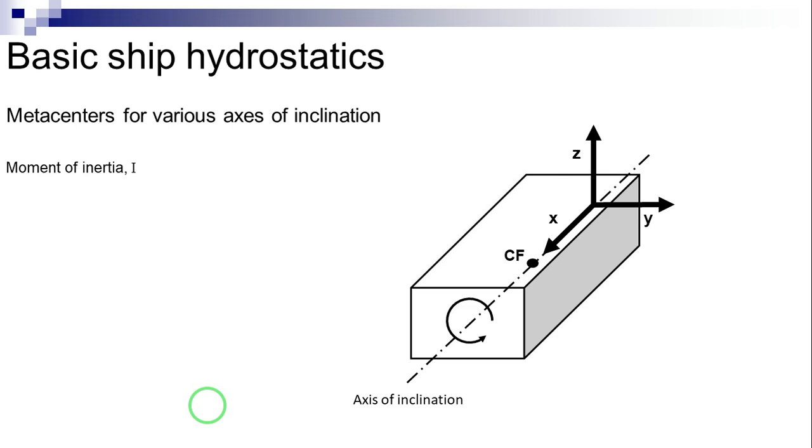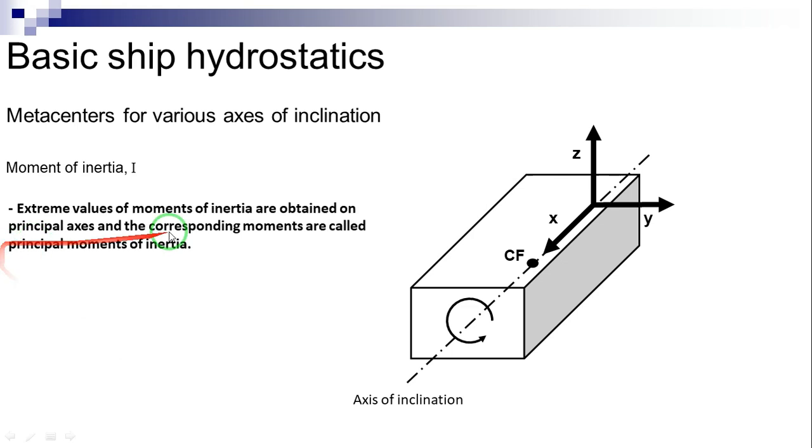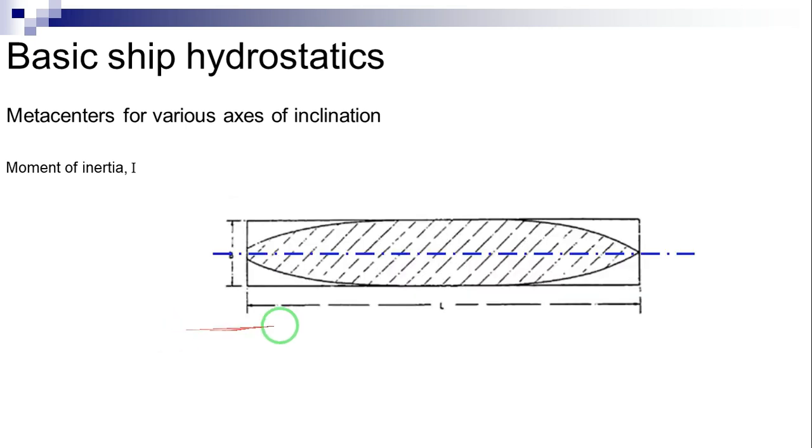In the theory of moment of inertia, the two axes for which we obtain the extreme values of moment of inertia are called principal axes, and the corresponding moments are called principal moments of inertia. When the water plane area has an axis of symmetry, this axis is in fact one of the principal axes. The other one is perpendicular to the first. The water plane area of ships in upright condition has an axis of symmetry, the intersection of the water plane and the centerline plane, as shown here.